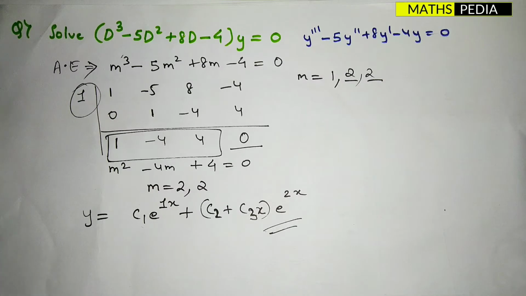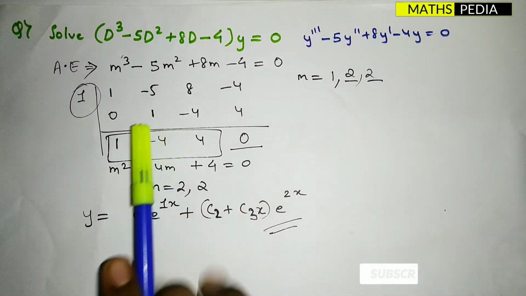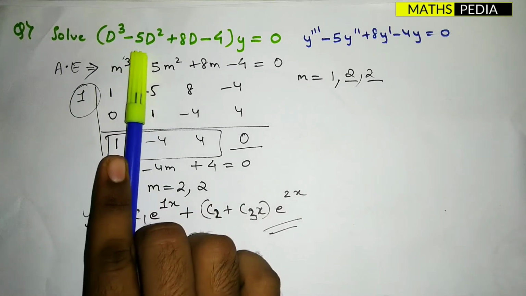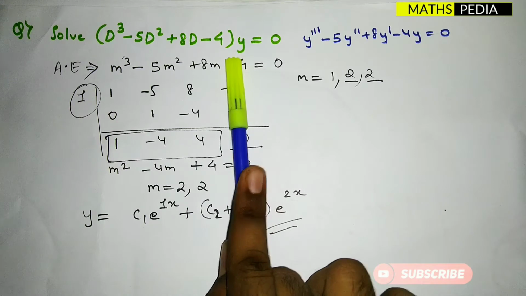Welcome back. In this video we are going to solve two more problems based on solution of second and higher order differential equations. So here is the first question. Solve (D³ − 5D² + 8D − 4) y = 0.